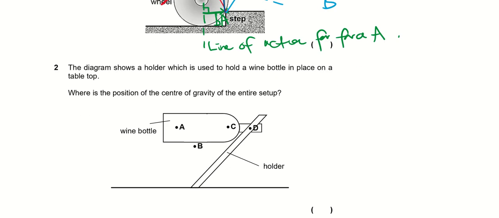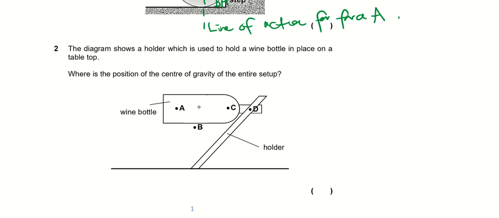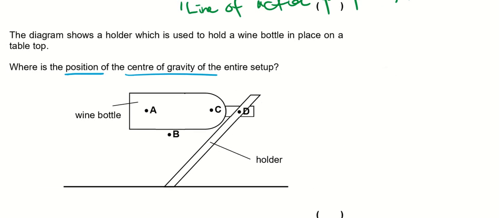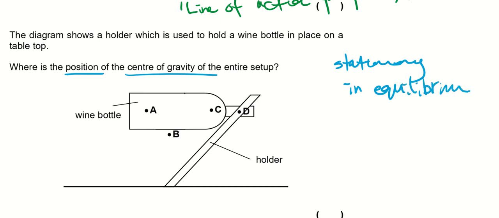Question 2 is also a moments question because they say position of the center of gravity of the entire setup. This thing is stationary, in equilibrium, not moving. So there will not be any turning effect. Can you just visualize, if this thing were to topple, you either topple this way or topple this way, correct? So the pivot will be somewhere here.